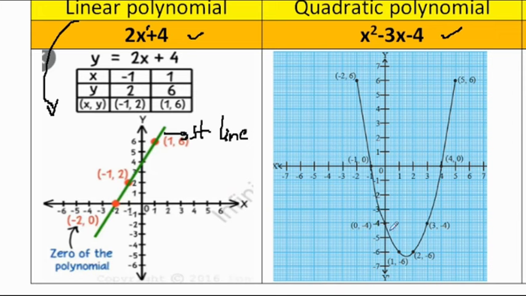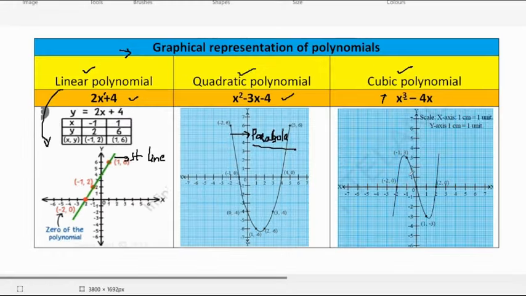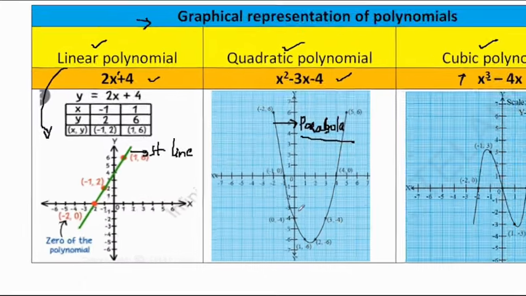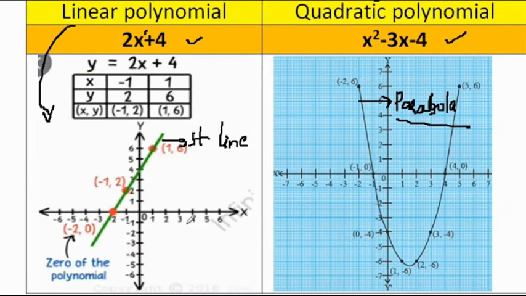Quadratic polynomial in graph is a parabola. The picture what you are seeing on the screen, we call it a parabola. And the cubic polynomial is a curve in the graph. Always linear polynomial is a straight line, quadratic polynomial is a parabola and cubic polynomial is a curve. So the zeros of the polynomial for each polynomial is nothing but the straight line or parabola or curve meeting the x-axis.